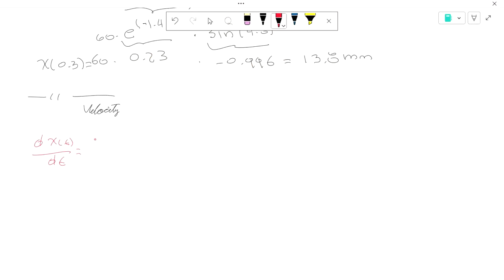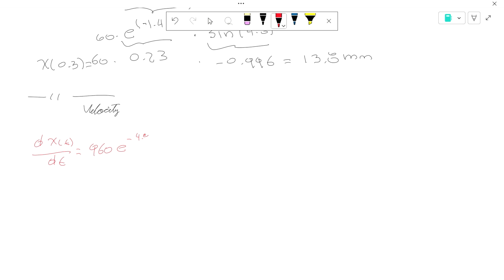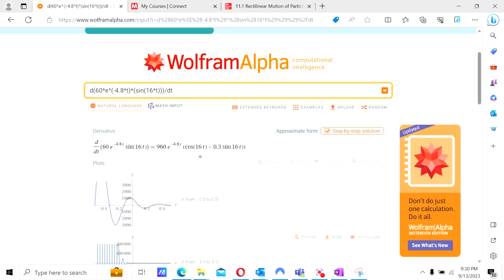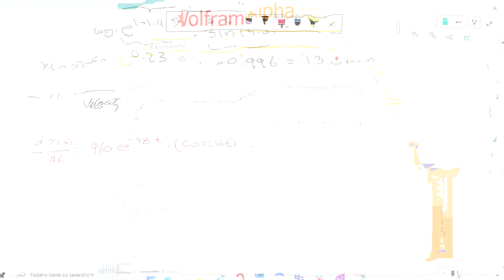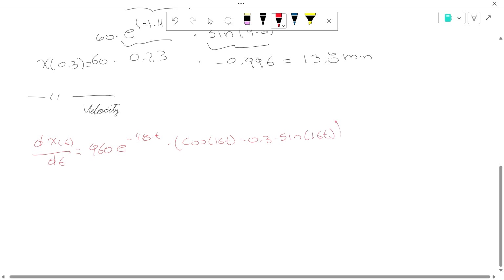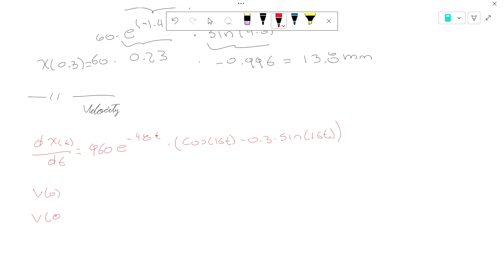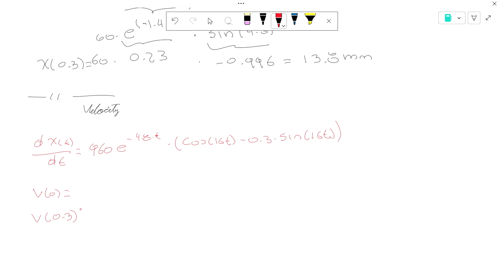960 e negative 4.8 times t. That multiplies cosine of 16t, yep, minus 0.3 times sine of 16t. Cool. All that multiplies that. So they're asking us for velocity at 0 and for velocity at 0.3. So let's do that and that.